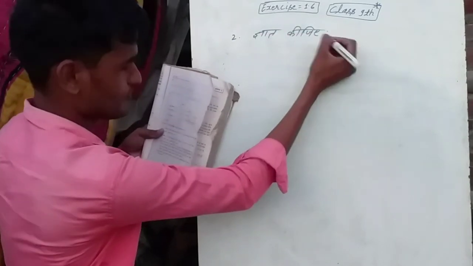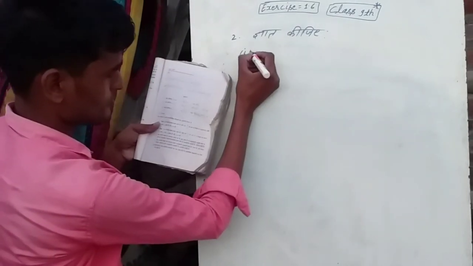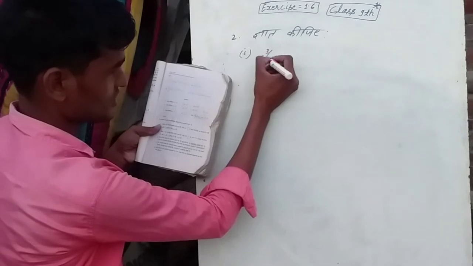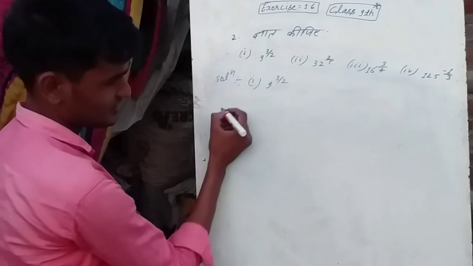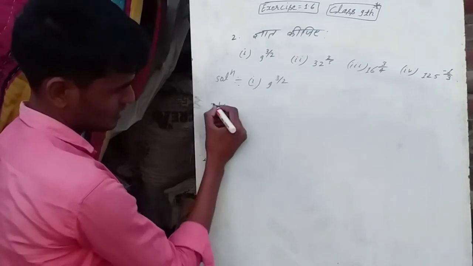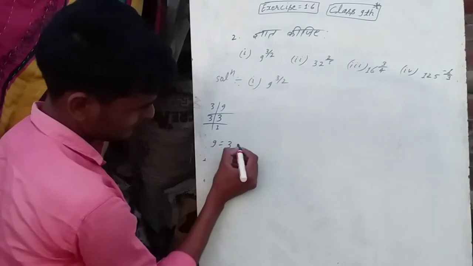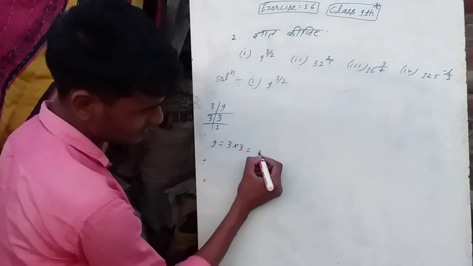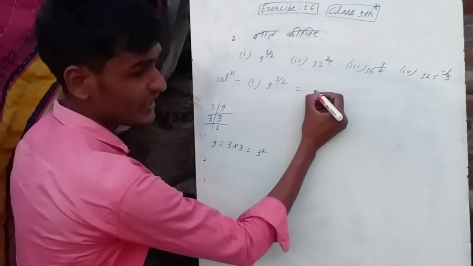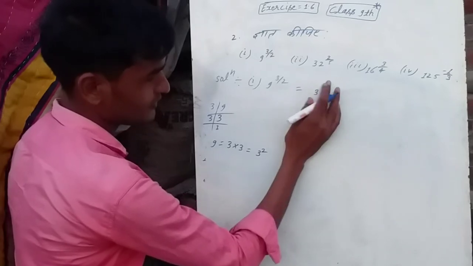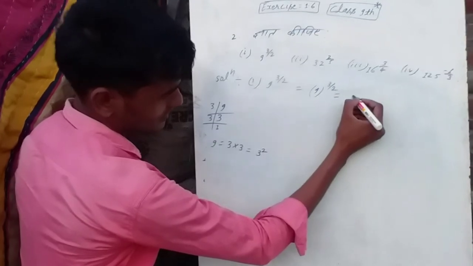This is the Hindi book. This is the Bihar board book, yeah, NCERT, you can say. 9 to the power 2. Here we can factor it. This is 3 times 3, 3 times 1. Got it? We can write 3 times 3 is equal to, we can also write 3 to the power 2. So then we can write it. We can also write 9. Got it?